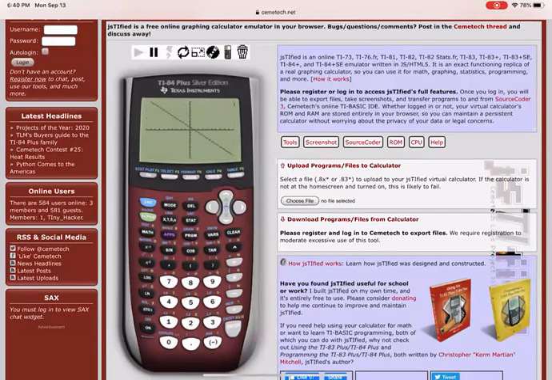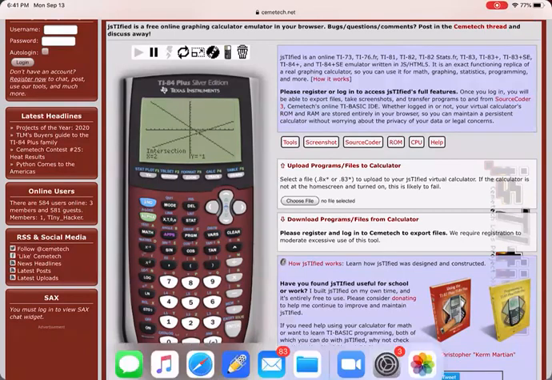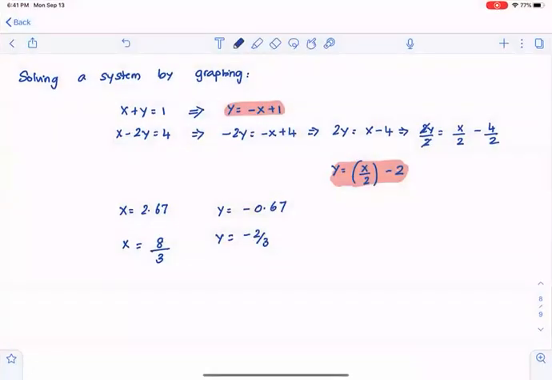So graph again. Point of intersection is there. So second trace, option number 5. It is asking me to select the first curve, so enter. It's asking me to select the second curve, enter. And it says, should we guess? I'm going to say enter. So the intersection is 2, negative 1. So x is 2 and y is negative 1.